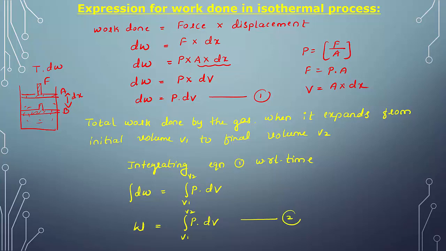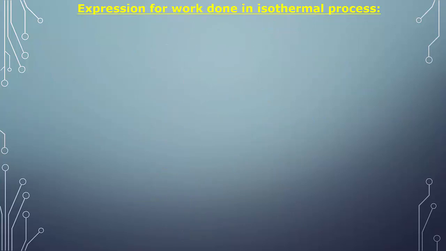Let us take it as equation number 2. Now we have to solve equation number 2 to get the total work done in an isothermal process. To determine equation 2, I am going to use the perfect gas equation. For 1 mole of gas, the perfect gas equation is given by PV equal to RT, or we can write it as P equal to RT divided by V. Let us take it as equation number 3.